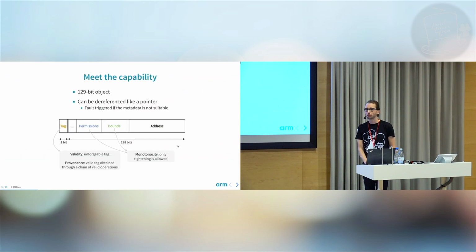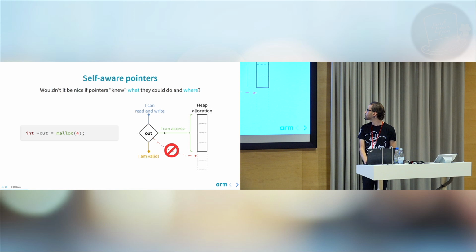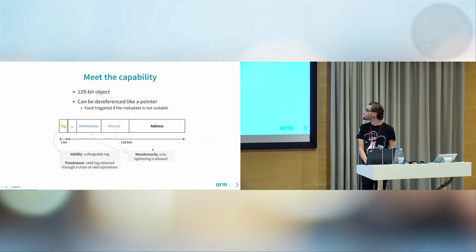Well, it turns out that's exactly what a capability is. So a capability is kind of like a hardware concept. It's a 129-bit object. And it has an address, of course, but then it has this extra metadata, like the bounds, permissions, and tag, which match this, and this, pretty much. And so capabilities can be used like pointers and dereferenced, and if metadata does not agree with what you're trying to do, then it's going to fault.